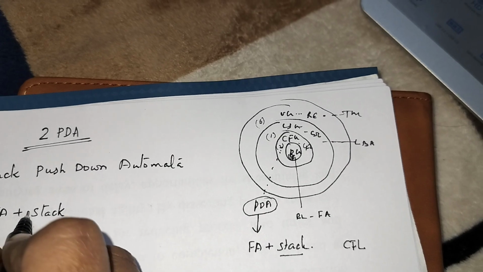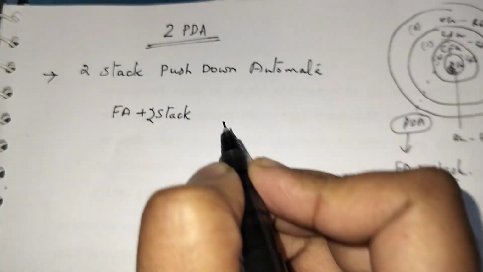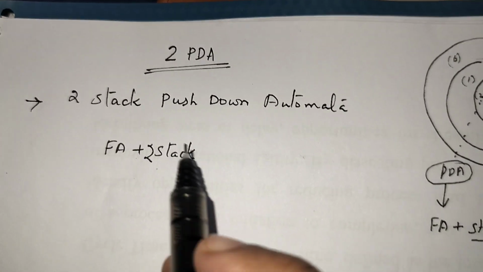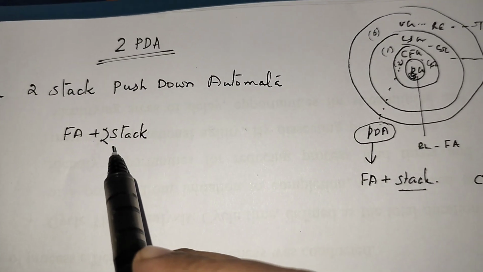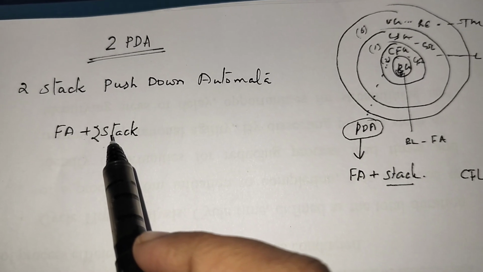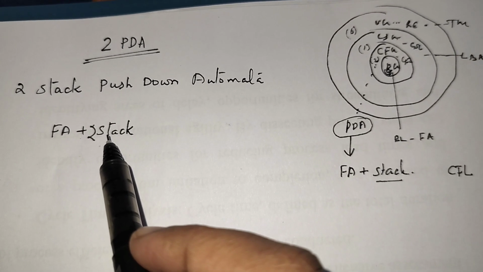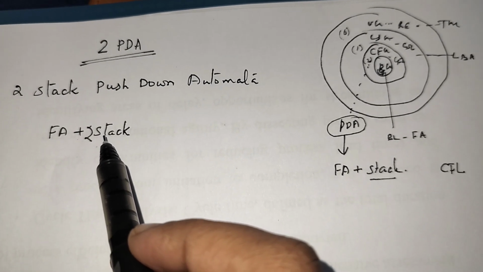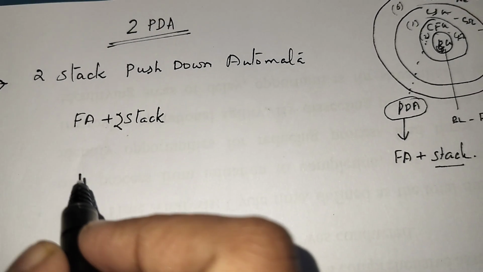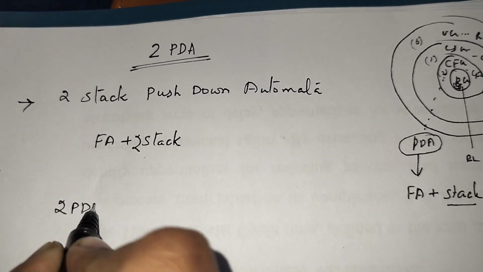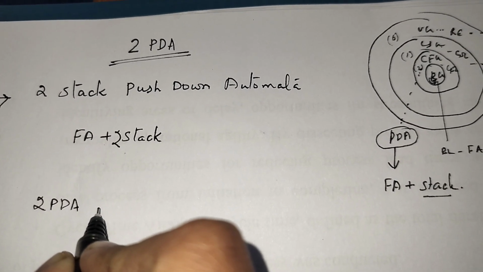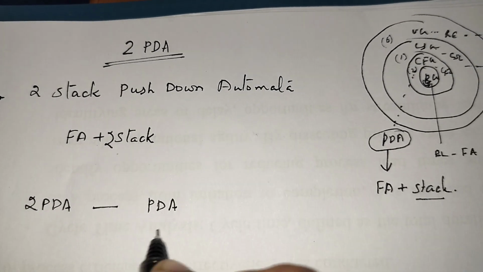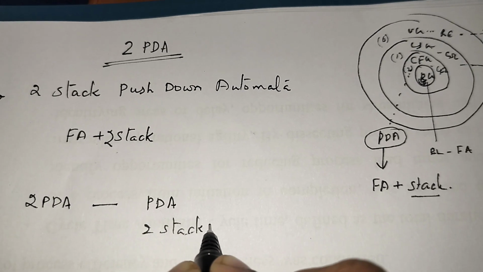If we are adding two stacks, then it will be more powerful compared to a single push down automata. So if you add one more stack, it becomes more powerful. Actually, it has the same power as a Turing machine, and a Turing machine can be built to compute anything that is computable. So a two-stack push-down automata, otherwise known as 2 PDA, is a theoretical computational model that extends the concept of normal push-down automata by utilizing two stacks instead of one.